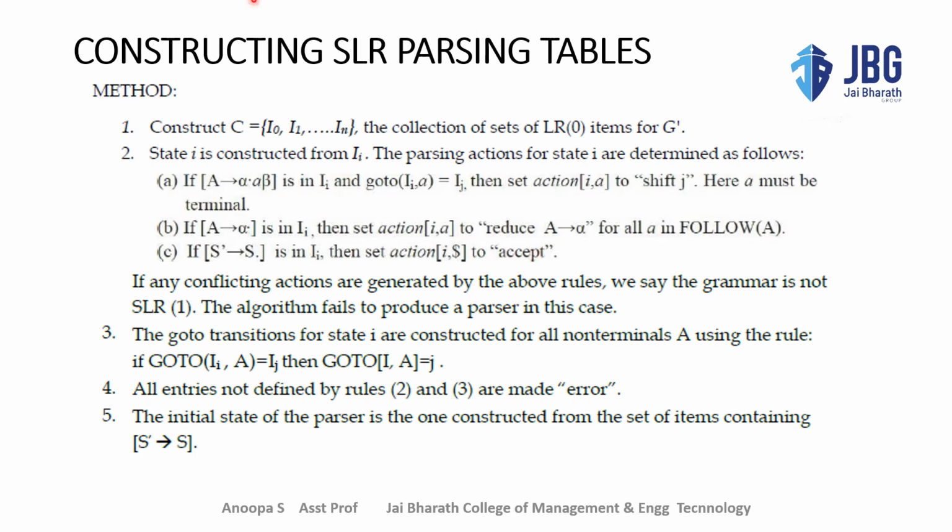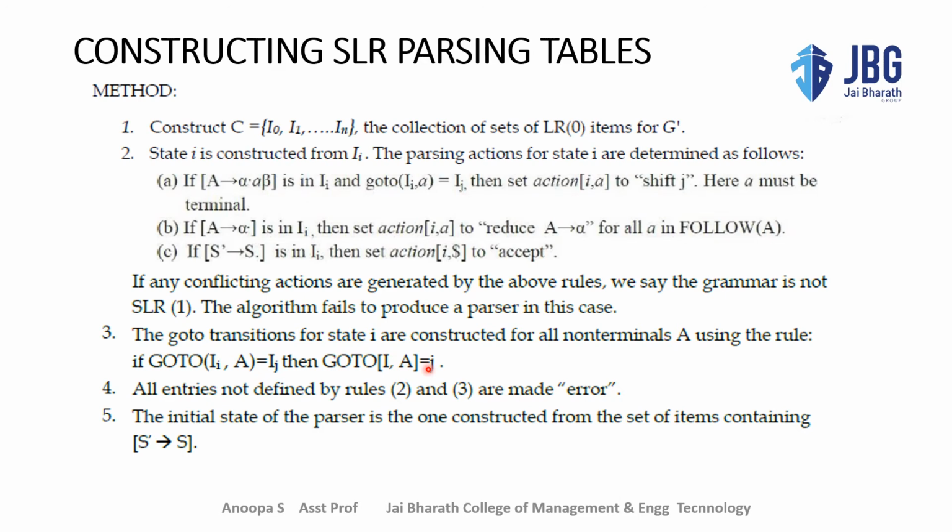Then the go to transitions for the states are constructed for all non-terminals. So here the action part we constructed for terminal symbols. Now the goto is constructed for non-terminal symbols. Now goto of Ii comma capital A equal to Ij, then goto of I comma capital A equal to j. That is, if you have I0 and on capital E you are going to I3, then you can write state 0 on capital E goes to 3.